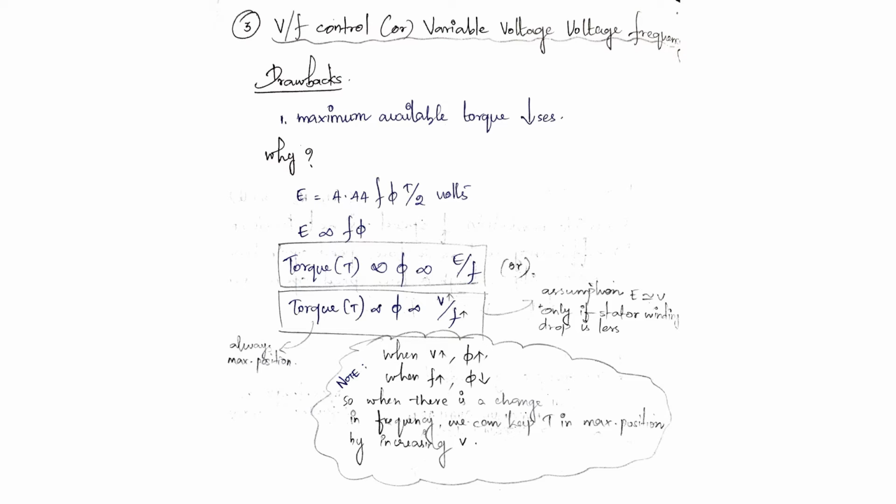If we increase the frequency, then we need to increase the voltage as well to keep the V by F ratio constant. As well as if we decrease the frequency, we have to decrease the voltage in order to maintain a constant V by F ratio. Constant V by F ratio maintains the torque and flux as constant.